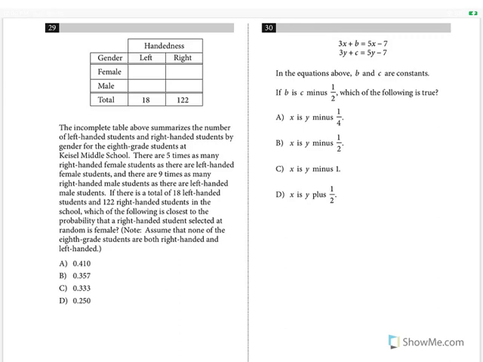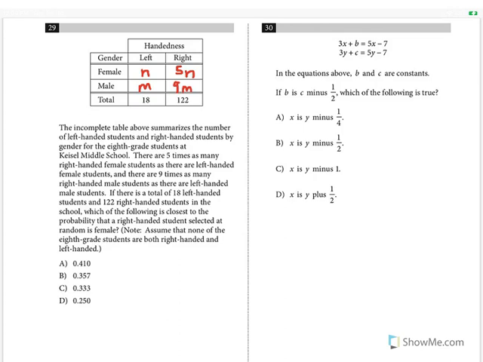So let's start right here. There are 5 times as many right-handed female students as there are left-handed female students. So that means for whatever number n of left-handed female students we have, the number right-handed is 5n. And it says there are 9 times as many right-handed male students. So let's say we have m male students who are left-handed, and then we have 9m.